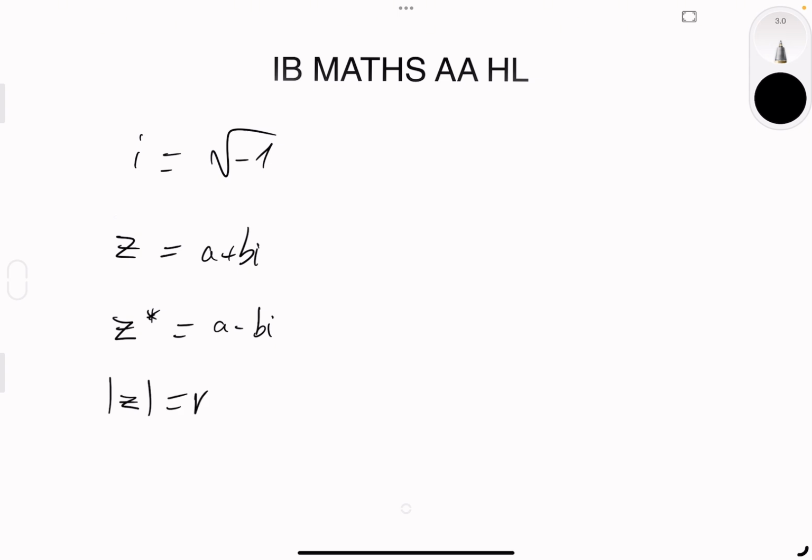So first, again, you know that i equals square root of -1, and a complex number can be written as z equals a plus bi, where a is the real part and b is the imaginary part. You should also know that z asterisk means the conjugate of the complex number, so a minus bi. The modulus of the complex number is r, which is square root of x squared plus y squared. And this will be helpful when we come to De Moivre's theorem.